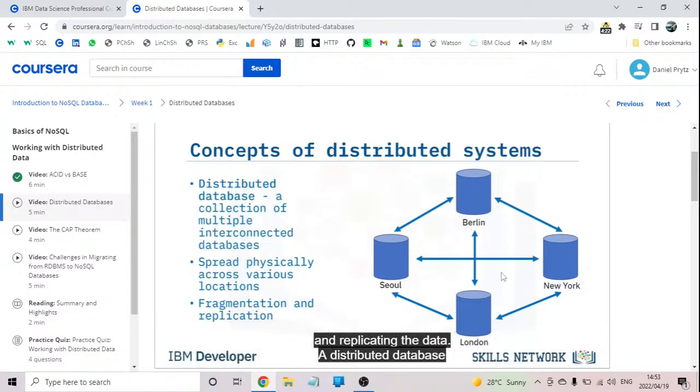Distributed database, a collection of multiple interconnected databases. So should we draw a diagram, guys? Should we draw a diagram? Yeah, maybe we should draw a diagram. Why not? Question 1. Question 1, let's see.